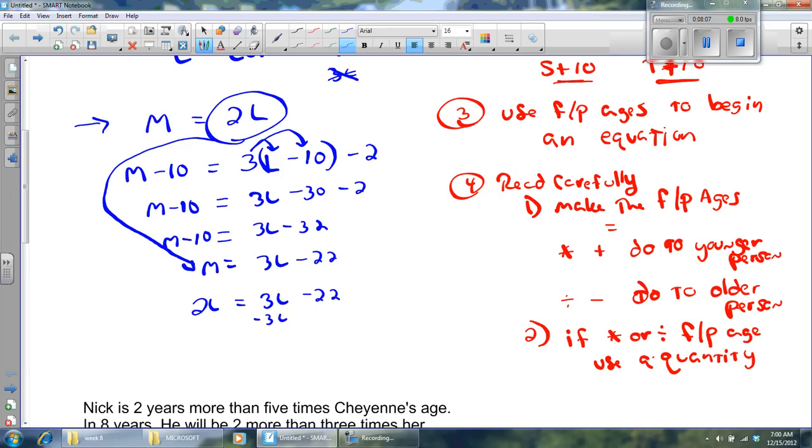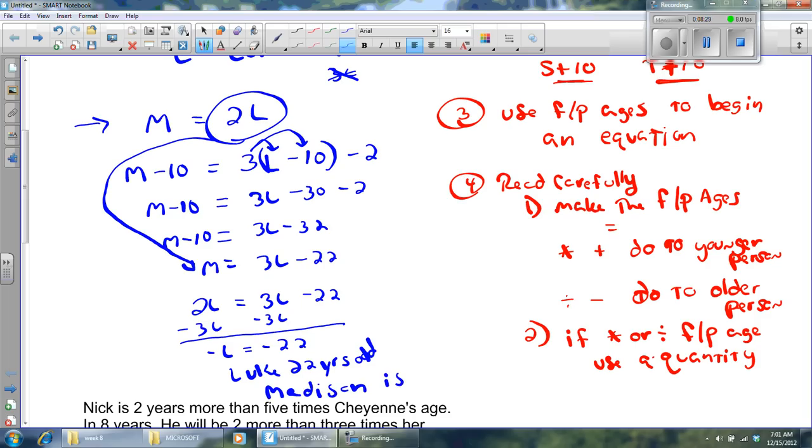Subtract 3L. And I'll get negative L equals negative 22. Therefore, Luke is 22 years old. Now, if Luke's 22, that means Madison is twice his age, so Madison is 44 years old. And there you go.